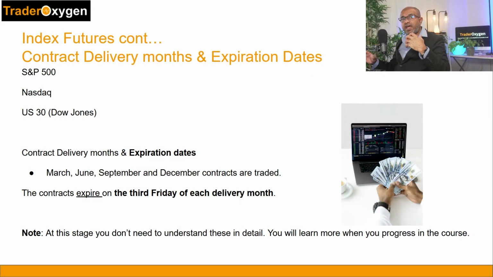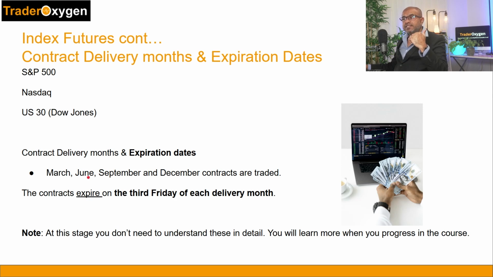Okay, so what are contract delivery months and expiration dates? Now, if you take these US index futures such as S&P 500, Nasdaq and Dow Jones, each of them has contract delivery months and expiration dates. For example, there are March contracts, June contracts, September contracts and December contracts. So each of these contracts will expire on the third Friday of each delivery month. What that means is the March contracts will expire on the third Friday of March. Then the June contracts will expire on the third Friday of June.